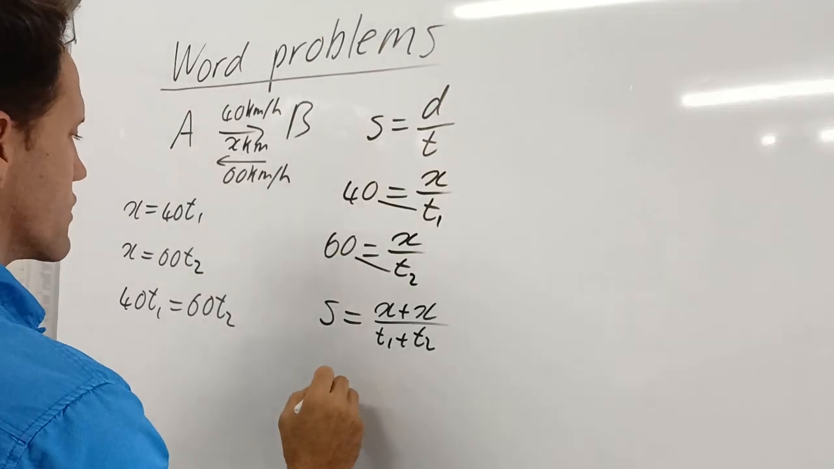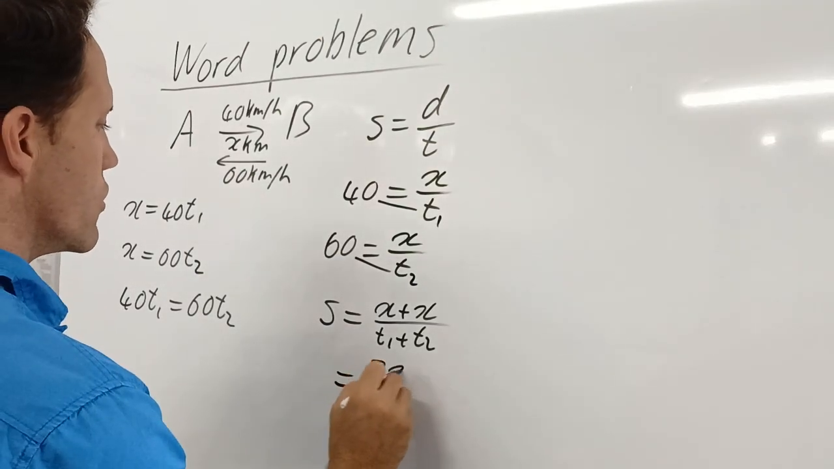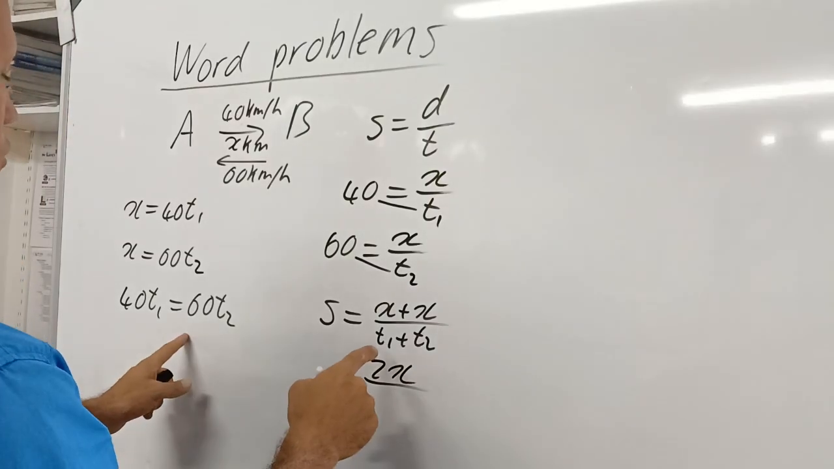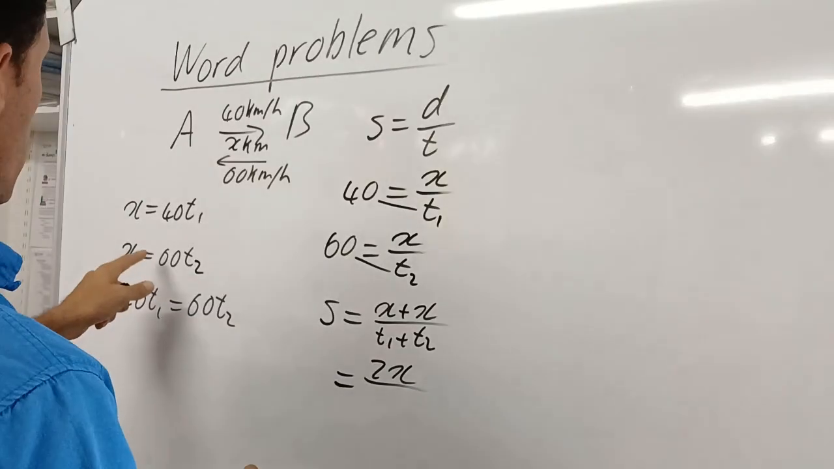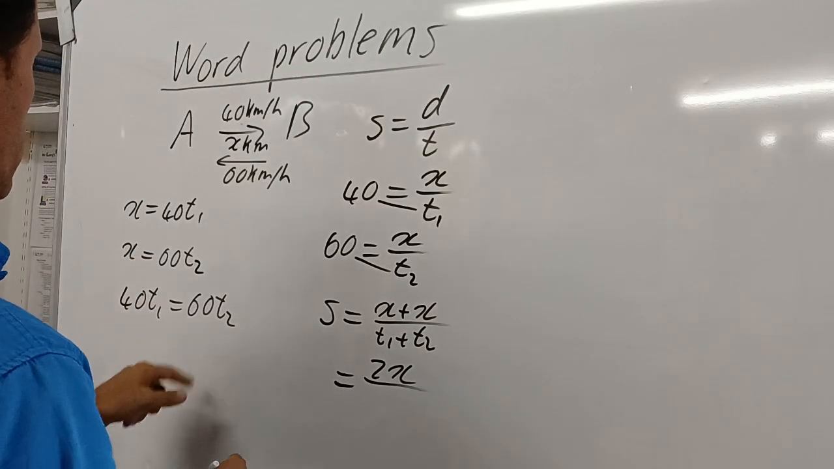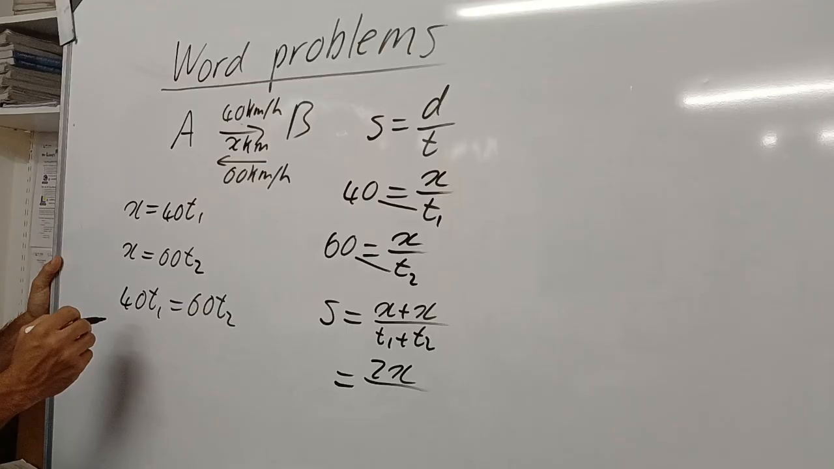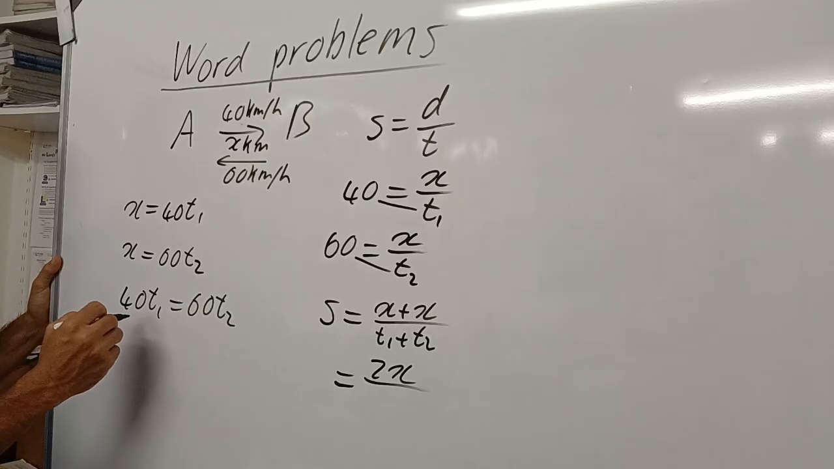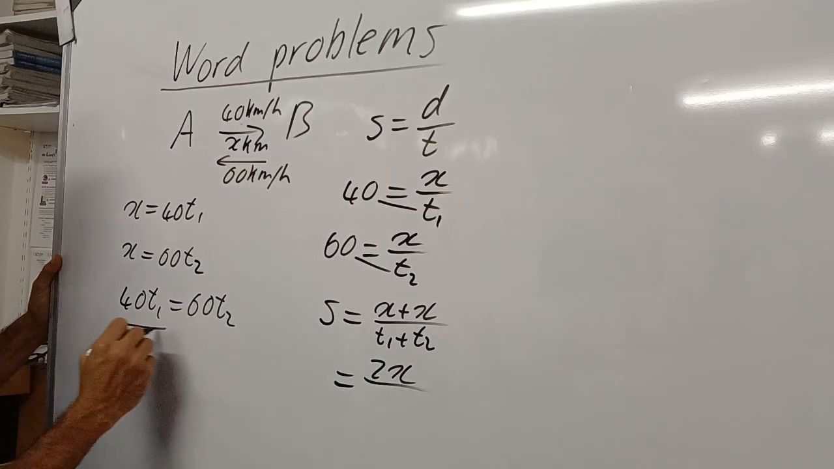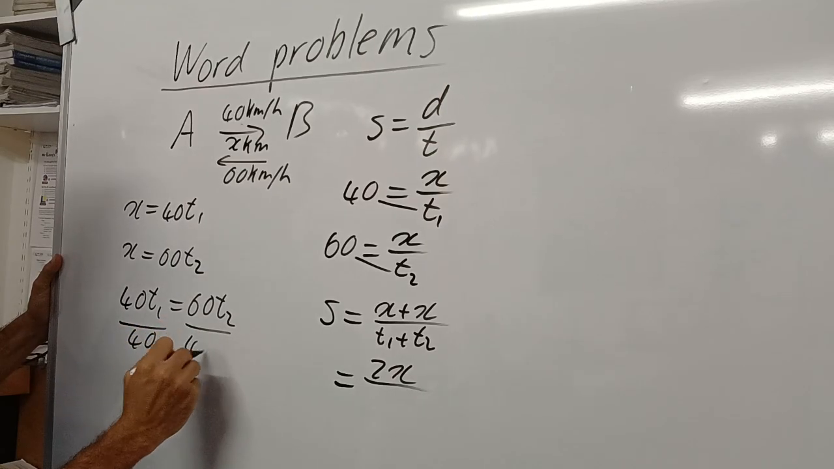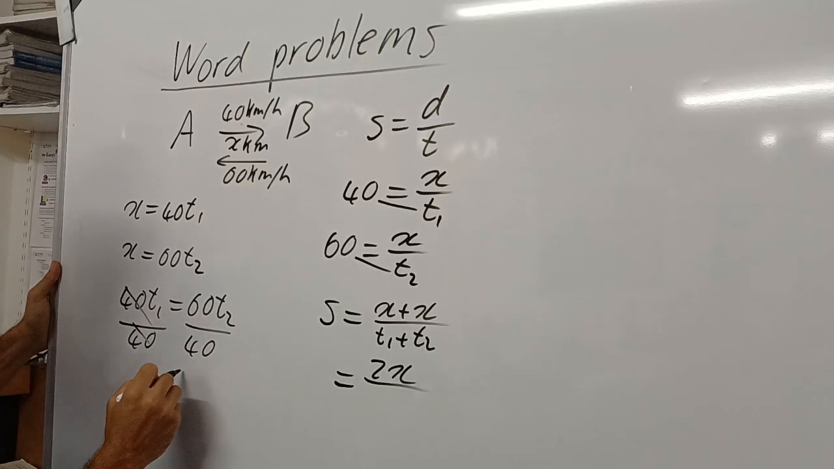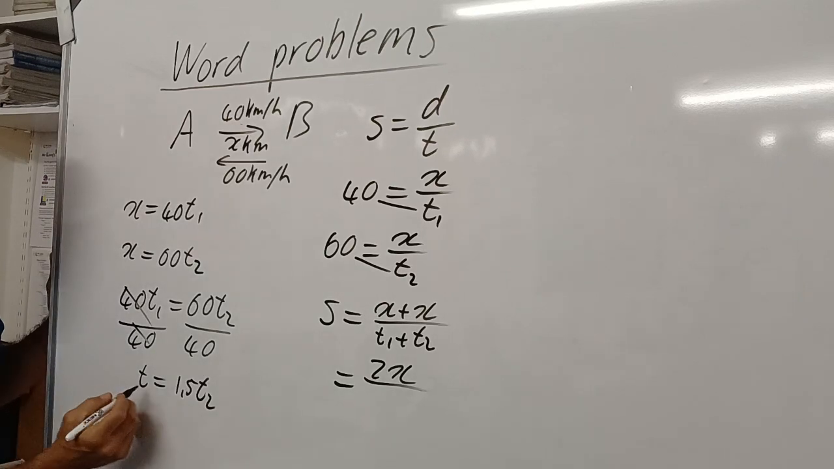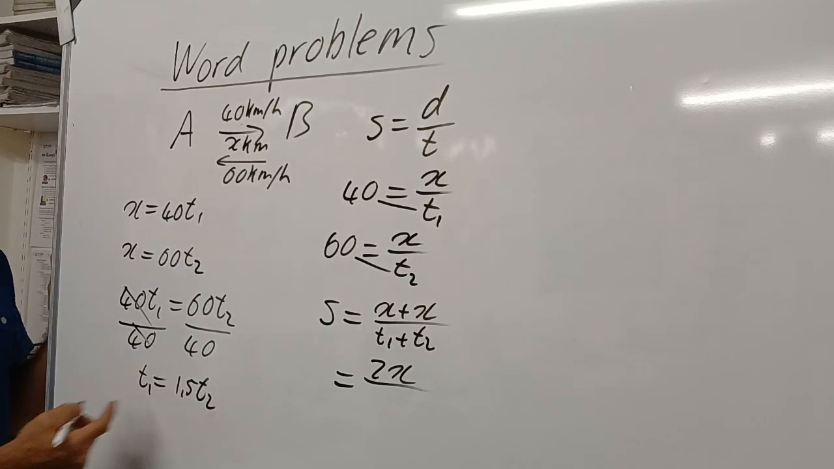So what will this give us? The average speed is going to be 2x over, and then let's see if we can substitute something here. What do we have? 40 T1 is equal to 60 T2. If we divide by 40, they cancel out, and T1 is equal to 3 over 2, which is 1,5 times T2. T1 is equal to 1,5 times T2.